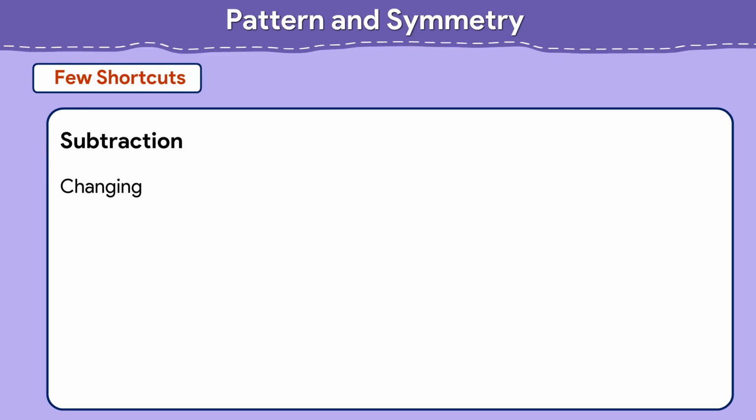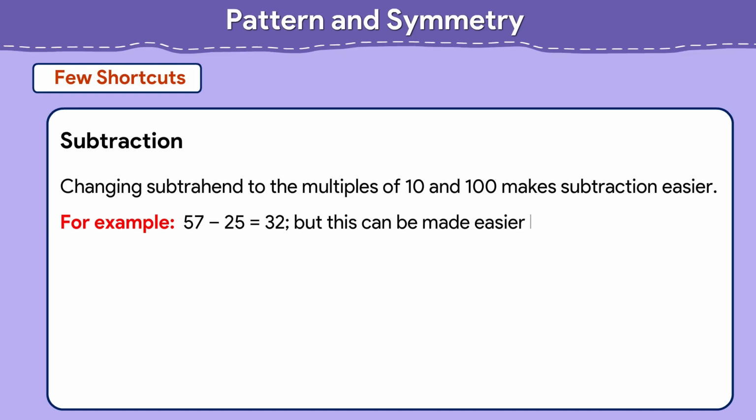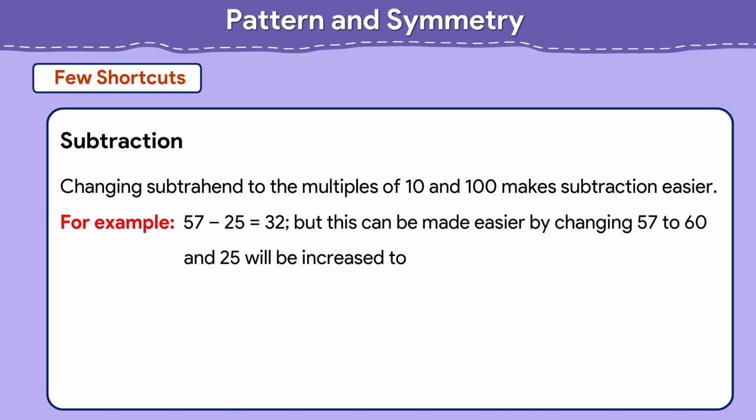Subtraction. Changing subtrahend to the multiples of 10 and 100 makes subtraction easier. For example, 57 minus 25 is equal to 32, but this can be made easier by changing 57 to 60 and 25 will be increased to 28. That is, 60 minus 28 is equal to 32. This is an easier way to subtract.